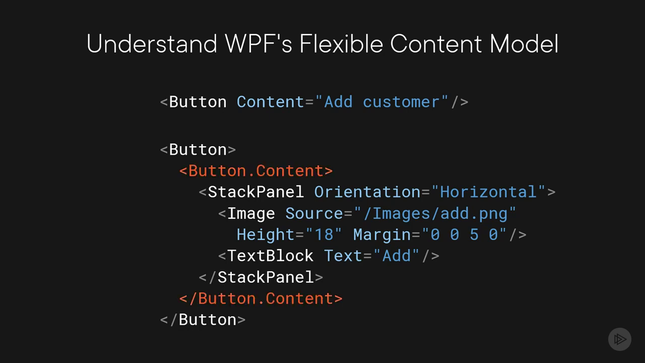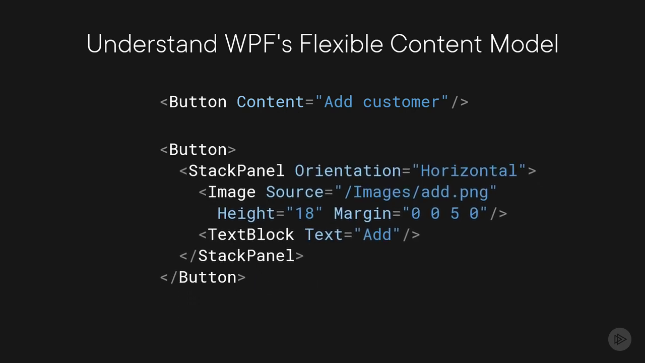As you know already, the property element button.content is optional. You can omit it, which makes your XAML code more compact. Now, as you can see, the button supports a simple string as content, but also a complex UI element like a stack panel. This is WPF's flexible content model.